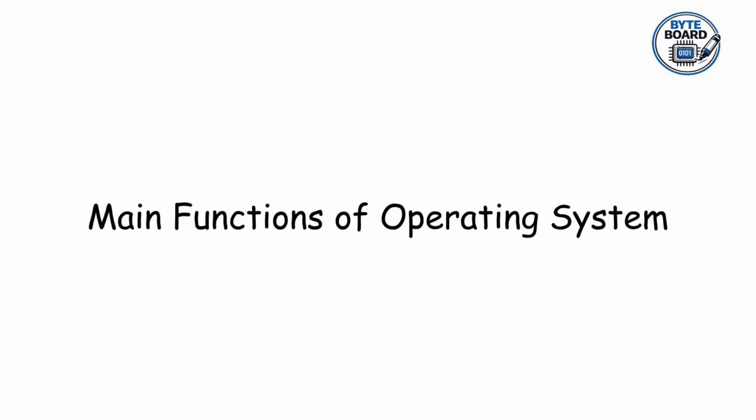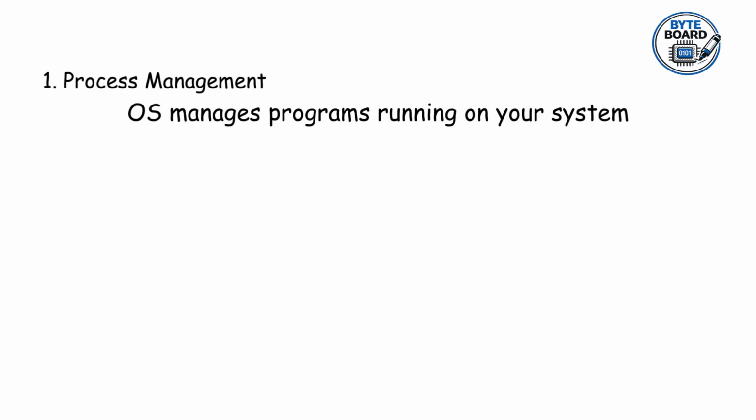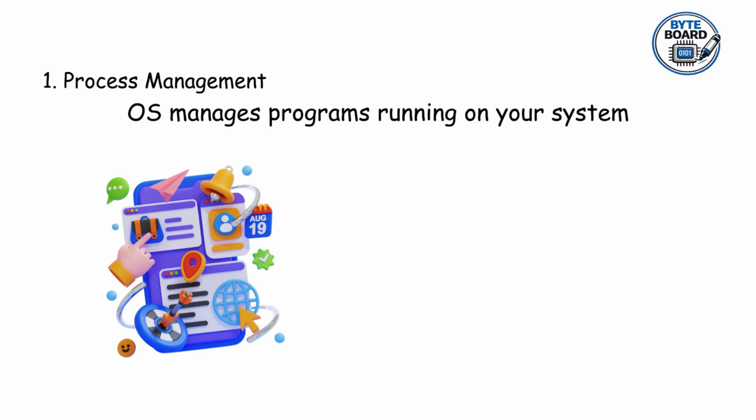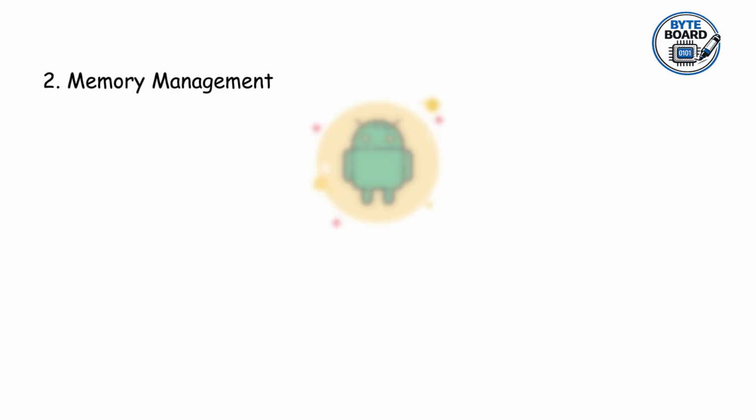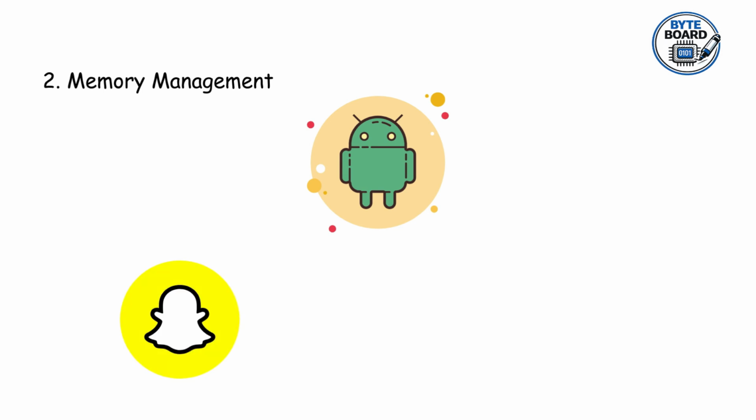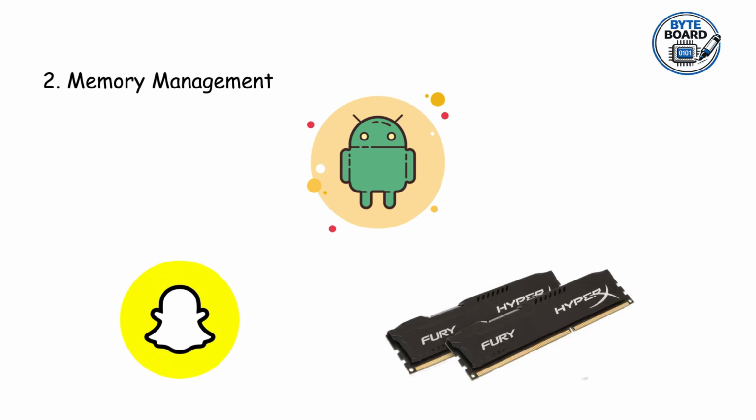Main functions of an operating system: 1. Process management. The OS manages programs running on your system. It decides which app runs first and how much CPU power is used. 2. Memory management. The OS controls RAM. It allocates memory to apps and frees memory when not needed.